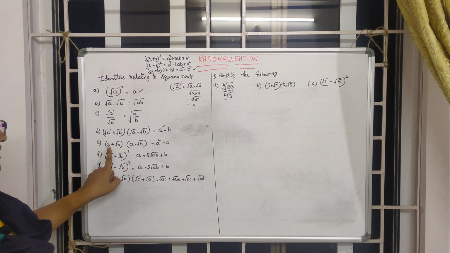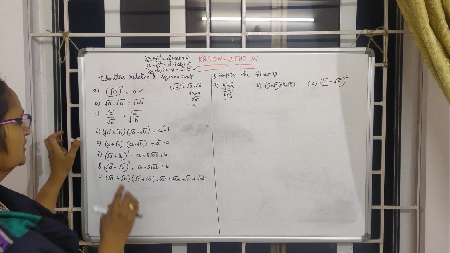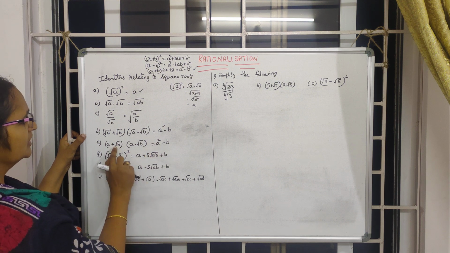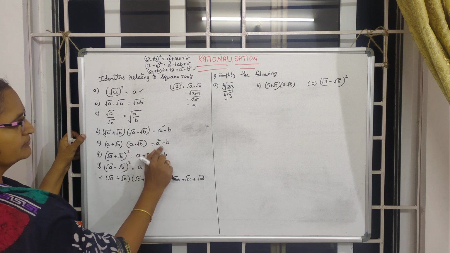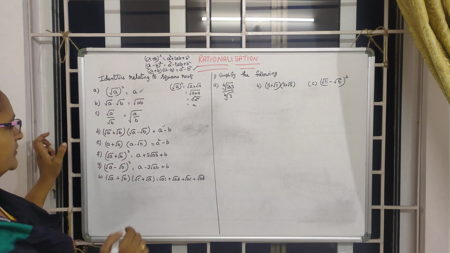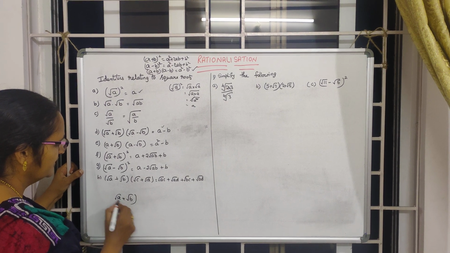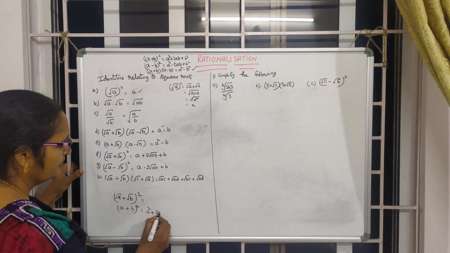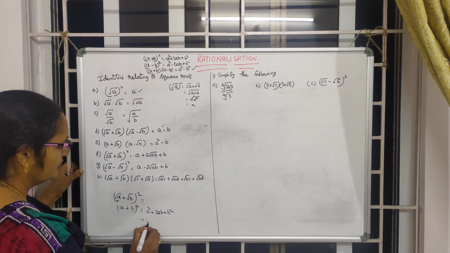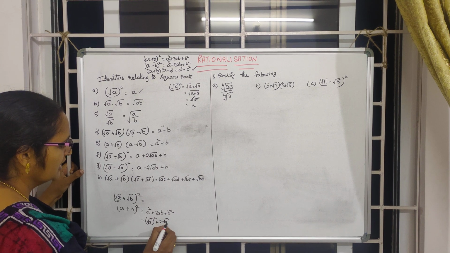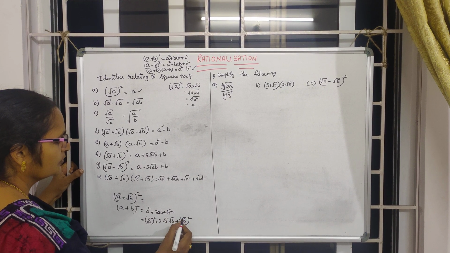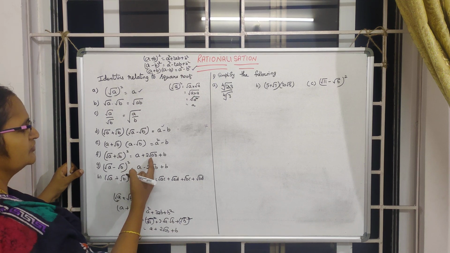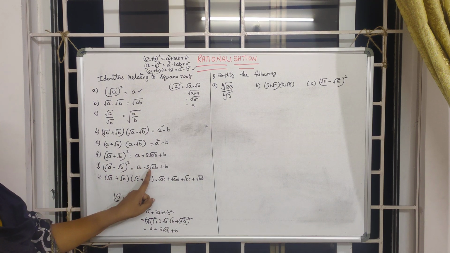In the same manner here also, root a plus root b times root a minus root b equals a minus b, using the identity a square minus b square. Now, root a plus root b whole square: here we apply the a plus b whole square identity, a square plus 2ab plus b square. In place of a, root a is there, so root a whole square plus 2 into root a into root b plus root b whole square. Square and root get cancelled, giving a plus 2 root ab plus b. In the same manner, root a minus root b whole square gives a minus 2 root ab plus b.